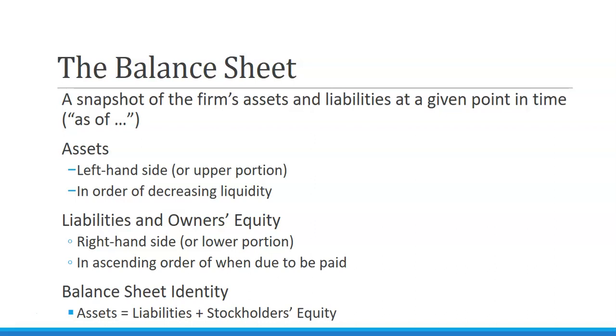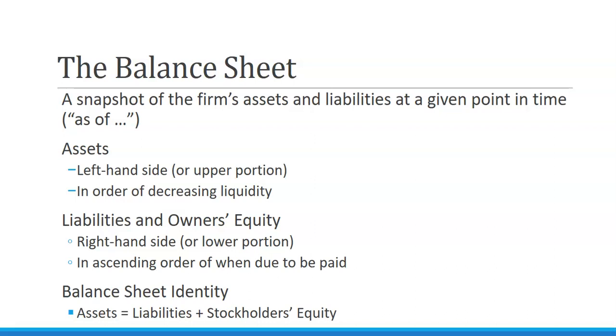We know that the balance sheet equation for accounting is that assets equal liabilities plus stockholders' equity. Assets can be situated on the left-hand side of a side-by-side balance sheet or in the upper portion of a vertical balance sheet. Assets are listed in the order of decreasing liquidity, with the most liquid assets or the most current assets on top, followed by fixed assets or long-term assets.